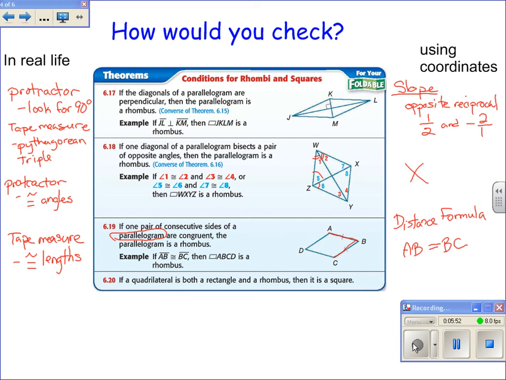Now remember, the distance formula is based on the Pythagorean theorem. It is the square root of a squared plus b squared, where a and b are the horizontal and vertical changes between the two coordinates.